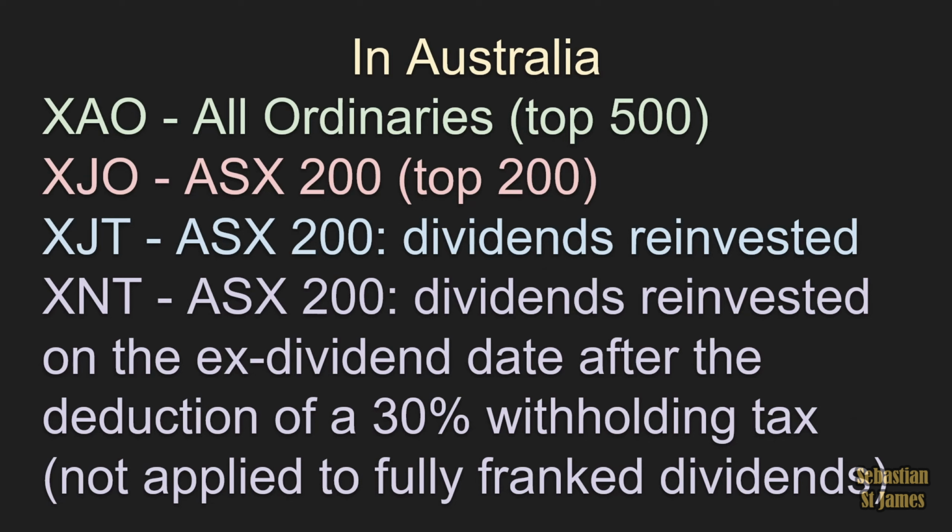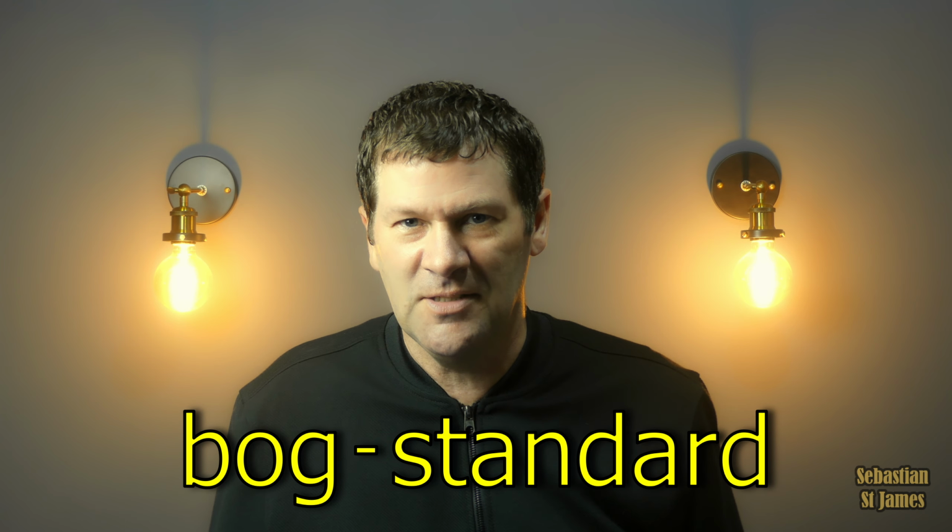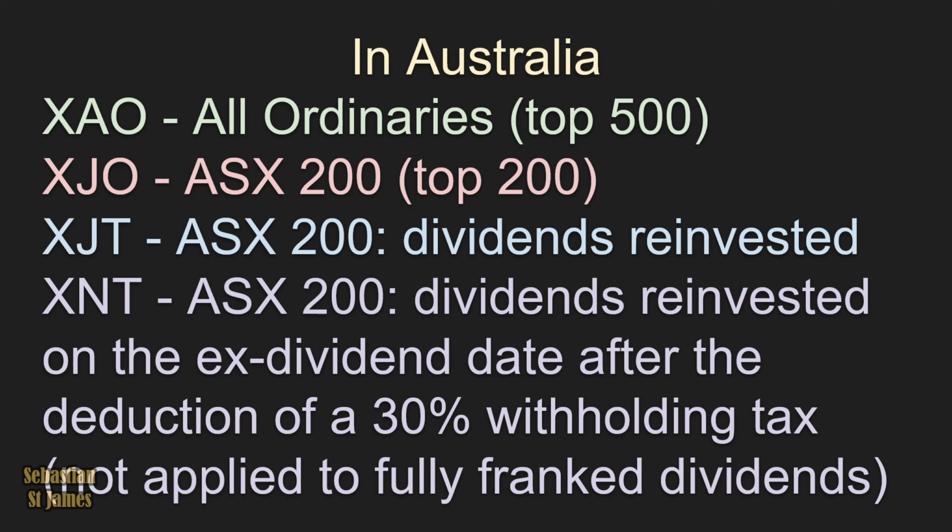If you can follow all that, then you must, by now, get the idea that there are actually other indices which specifically deal with dividends being reinvested. So clearly, the bog standard index fund does not have dividends reinvested. I mean, otherwise, why would you have the XJT? It would make no sense at all.